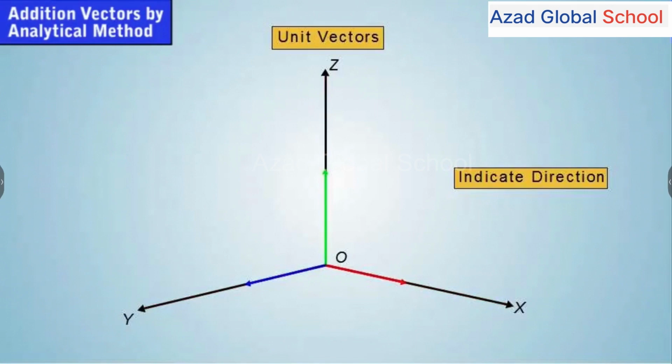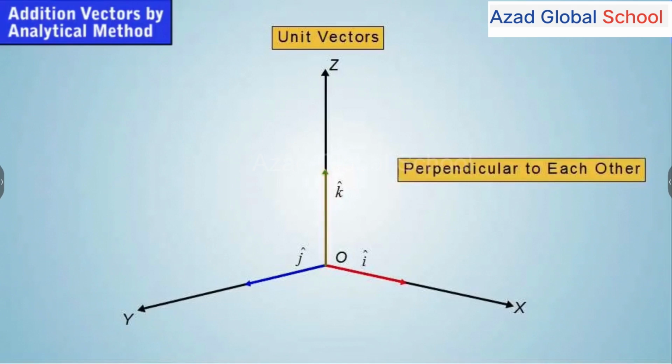Unit vectors along the direction of the x, y, and z axis of the rectangular coordinate system are denoted by i cap, j cap, and k cap respectively. These three unit vectors are perpendicular to each other as the three rectangular coordinate axes are perpendicular to each other.